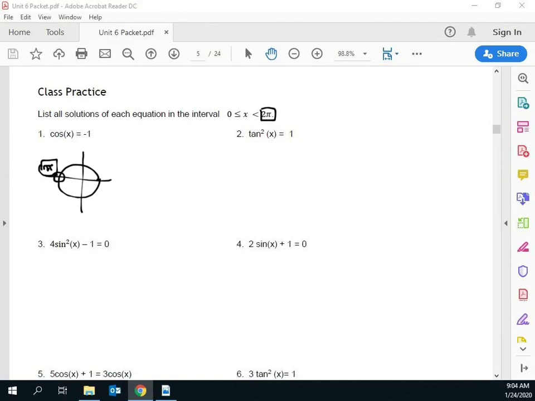So then we come over to the next one, and we have tangent squared is equal to 1. What do we do to get tangent by itself? Square root it. So you square root both sides, you get tangent of x is equal to, and as I told you, if you take a square root, guys, it's always going to be plus or minus. So then we look at tangent. Now tangent being equal to 1 is what angle?